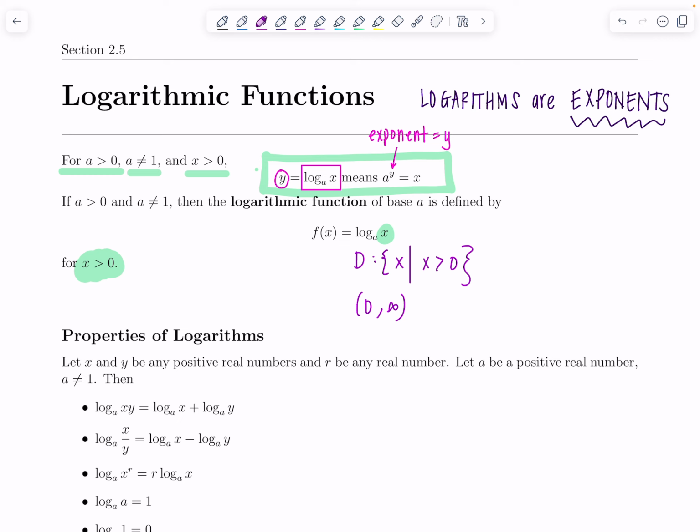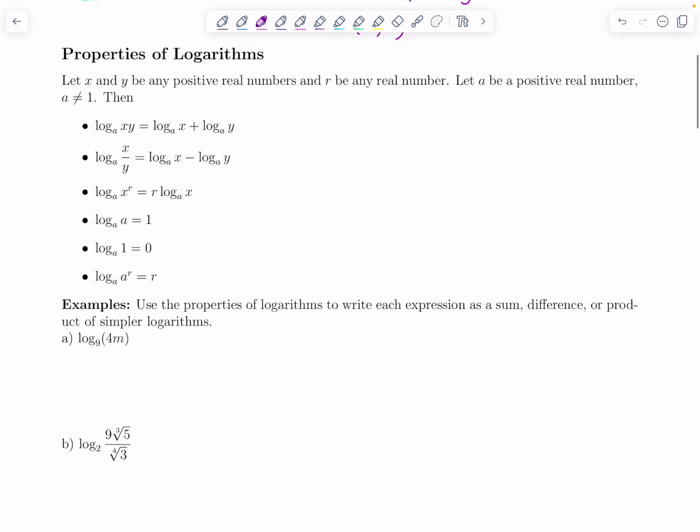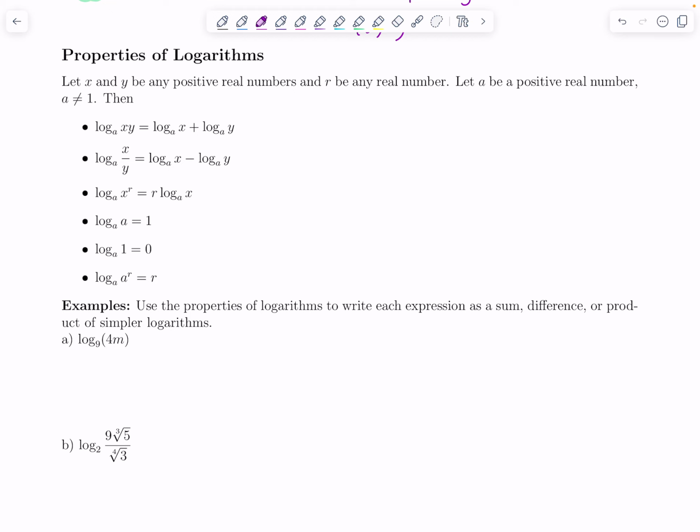Okay, now the properties of logarithms are simple and finite. Don't add to this list, please, and you'll be in business. I think students run into issues when they try to create new properties. So let x and y be any positive real numbers and r be any real number. And then a is a positive real number different from 1. The following are true. Log base a of x times y equals log base a of x plus log base a of y. So if you'll notice, what this is saying is when you have the logarithm of a product, you can split it into the sum of two logarithms and you break up that product, okay?